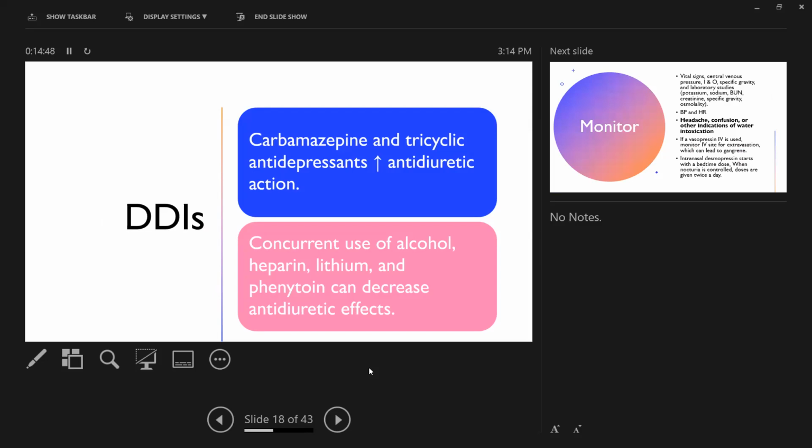For drug-drug interactions, the anti-seizure meds, carbamazepine, and then the tricyclic antidepressants can increase the antidiuretic action of these drugs. On the other side of the coin, alcohol, lithium, heparin, and phenytoin can decrease the antidiuretic effects of desmopressin and vasopressin. So if you're using these drugs with vasopressin and desmopressin, use them with caution. Warn against drinking excessively.